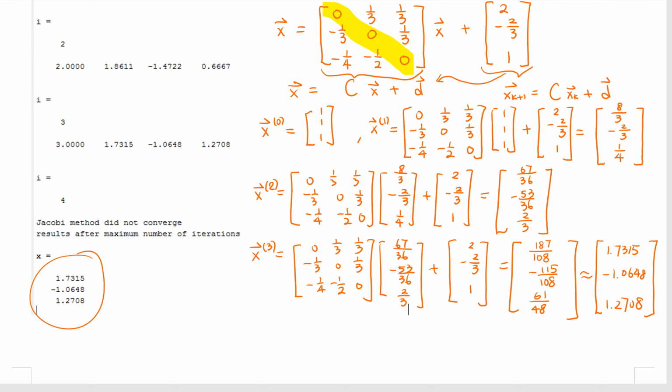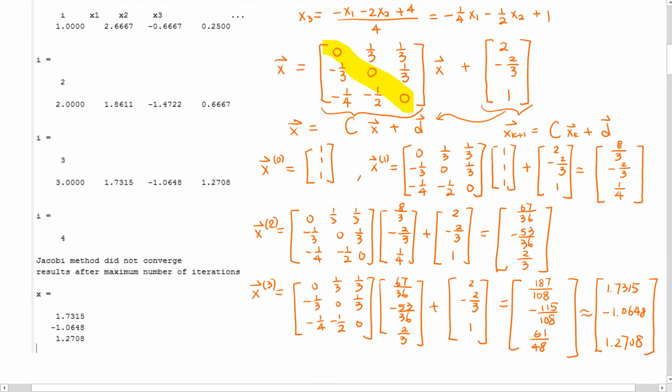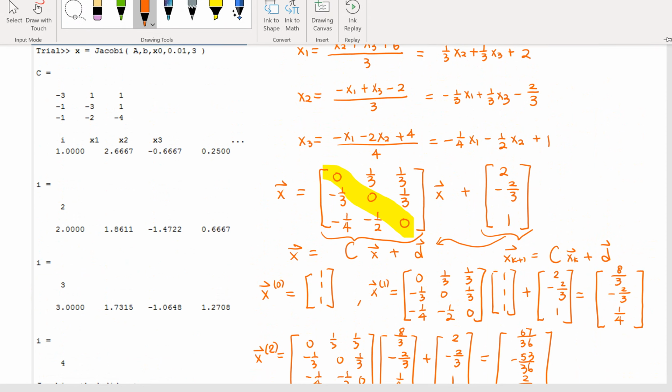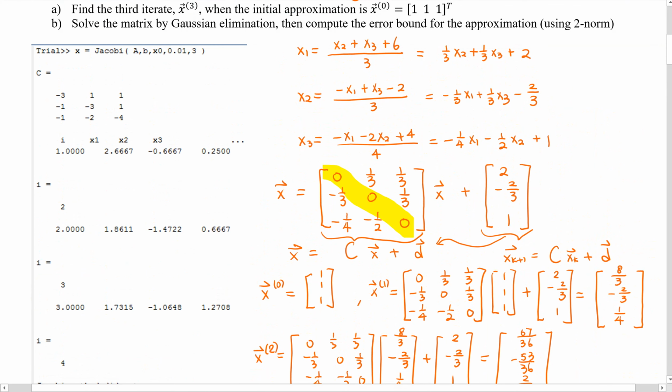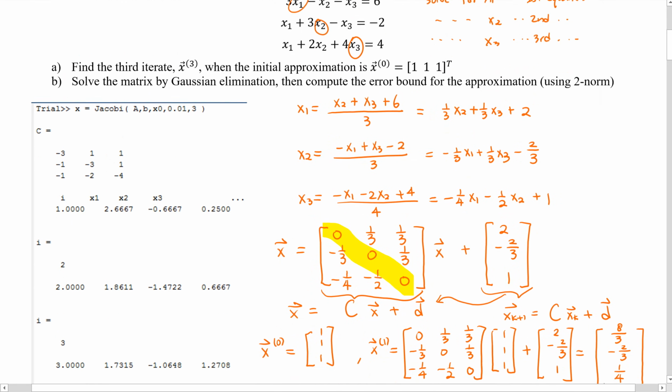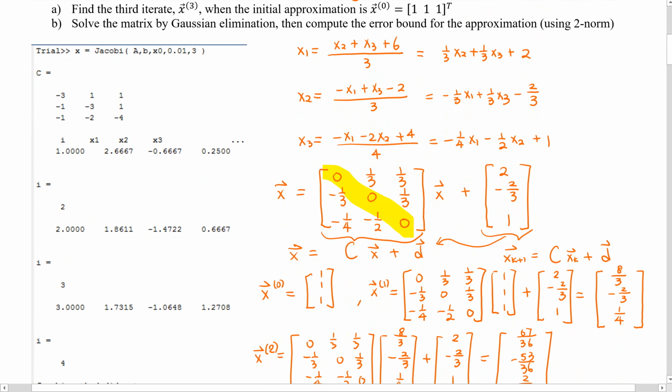Okay, I need to erase it because we still have part B, you know? But we don't have enough space here. Okay, so you know how to use Gaussian elimination to solve this matrix, right? But the numbers will be so ugly. So let's just use Octave to get this answer, and then we can find the error bound.